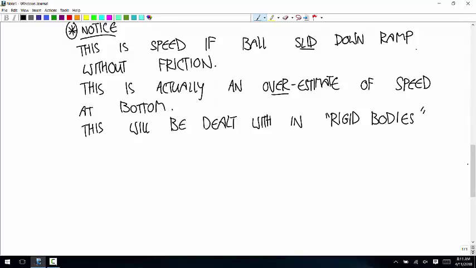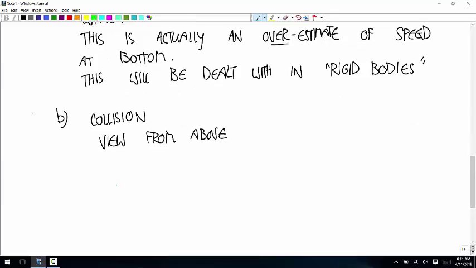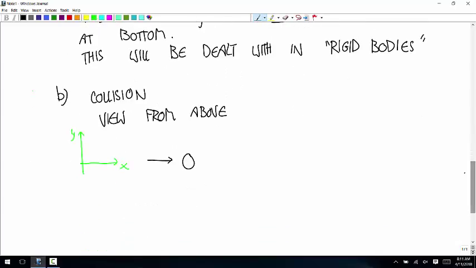Okay, but now we have our estimate for the speed of the first ball at the bottom. So now we're going to do the collision. And if we think of a view from above, just because that's the most foolproof way to think about collision calculations, and here's our coordinate system, we have the first ball moving like this with a speed of 3.13 meters per second. And it's running into the second ball. So this is M1, this is M2.